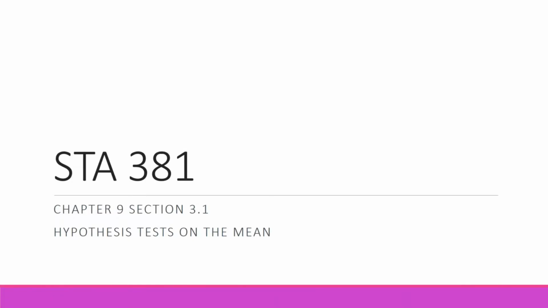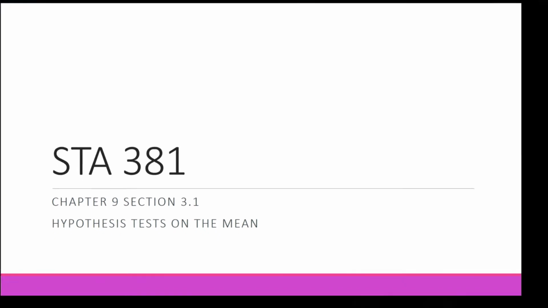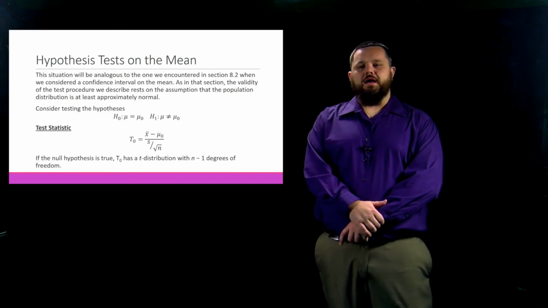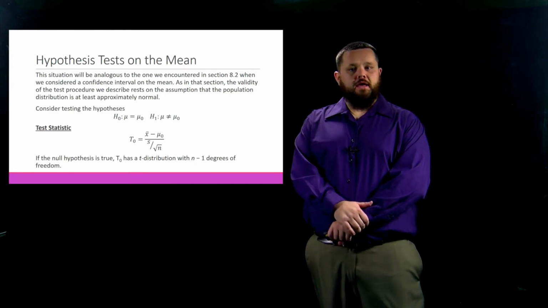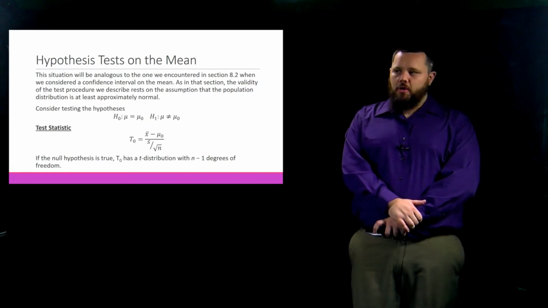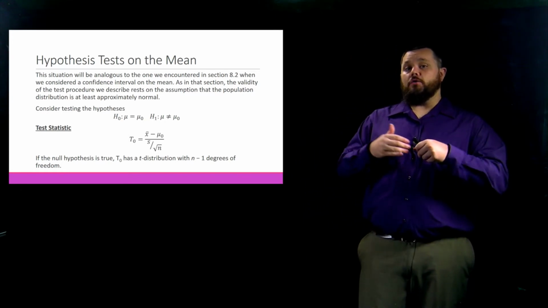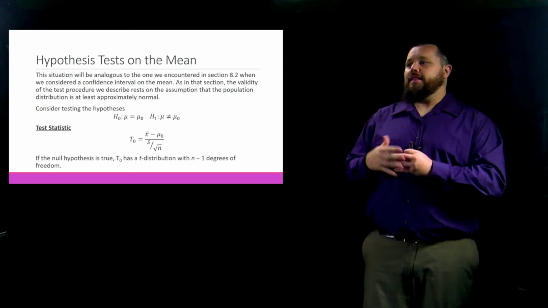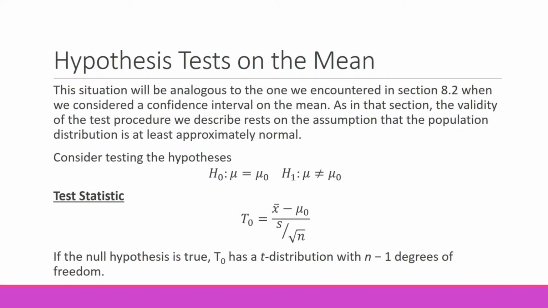Welcome. In today's video, we're going to be discussing hypothesis tests for a single mean mu. So if we're wanting to test a single population mean, again, the notation for that is mu, mean, average, whatever it might be. So the situation we're going to be dealing with today is analogous to what we looked at when we were dealing with 8.2, and we were looking at confidence intervals for a single population mean.